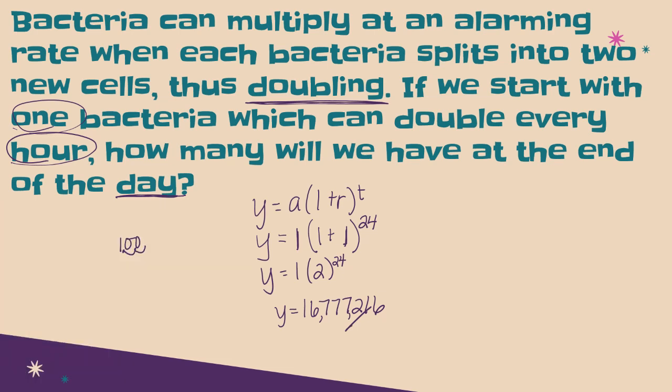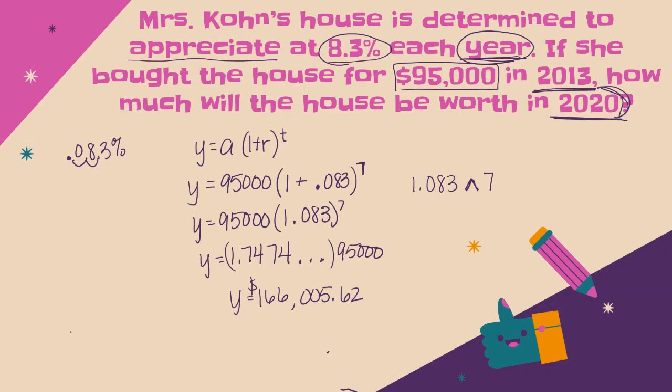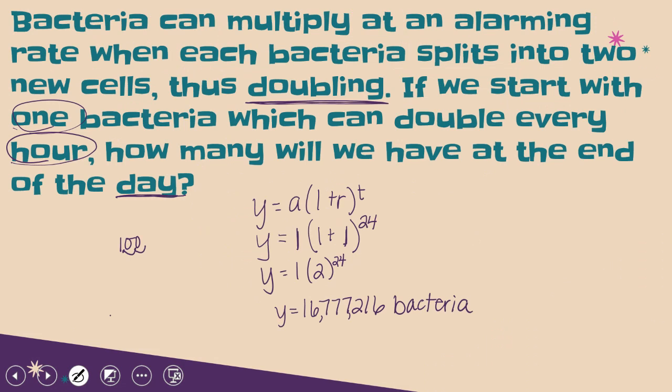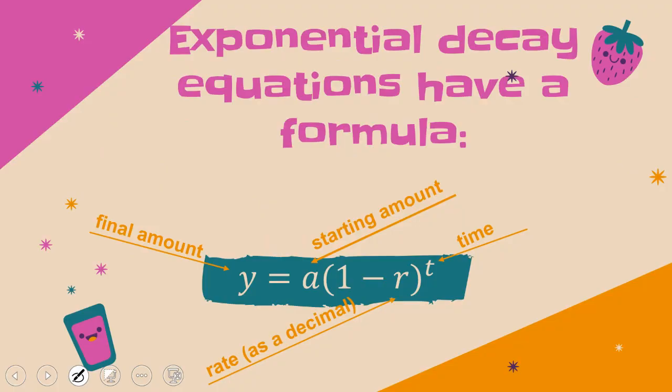And what are we talking about here? Because remember, we always want to label as well. And we are talking about bacteria. Remember on the last one too, you might not have noticed because I didn't say anything about labeling, but I put that dollar sign. That's my label. When we're talking about money, we're using a dollar sign. In this case, we're talking about bacteria, so I'm going to label this bacteria. That is our exponential growth formula.